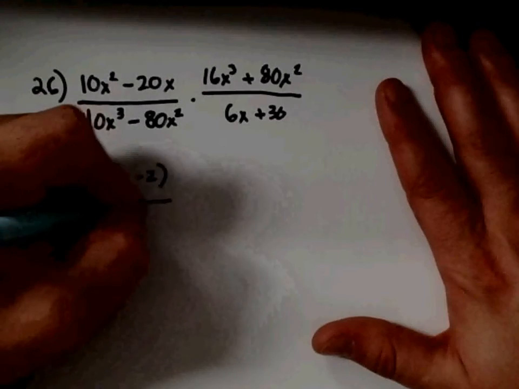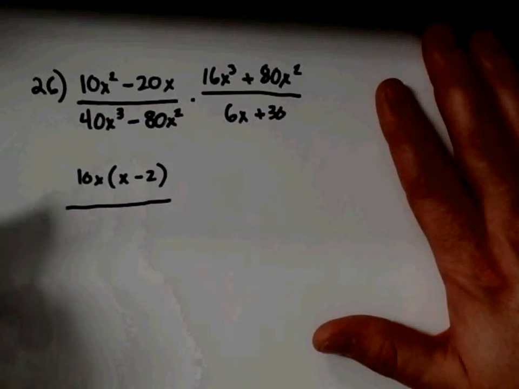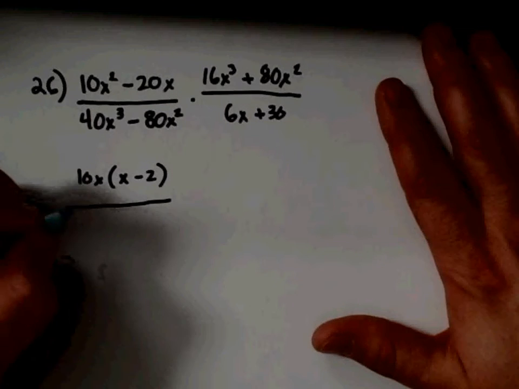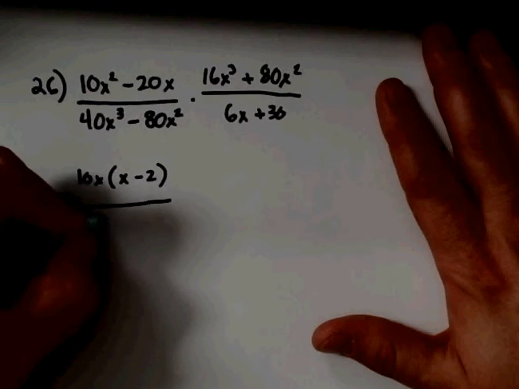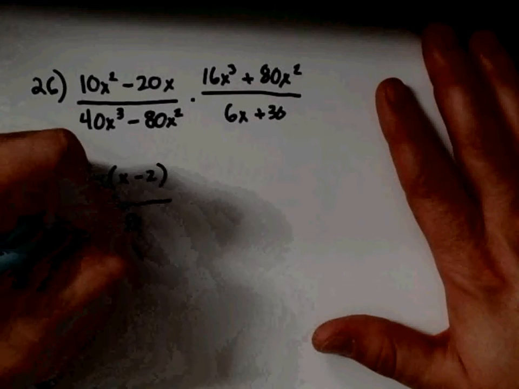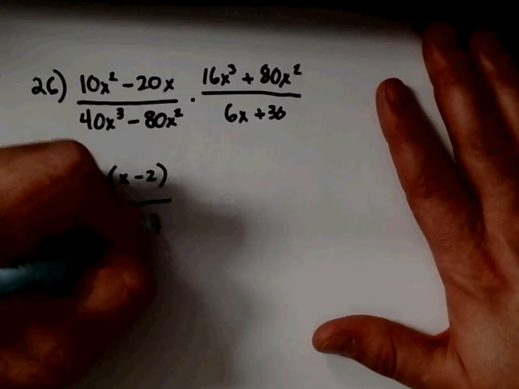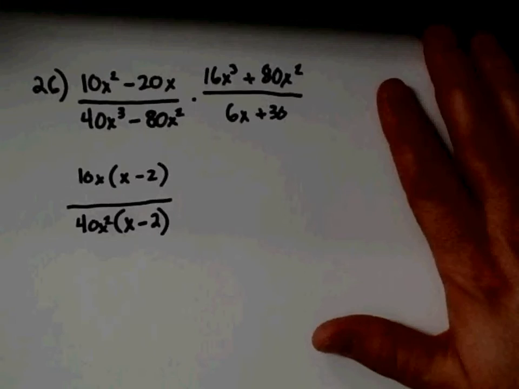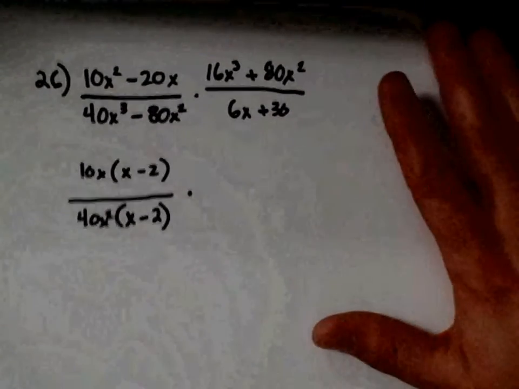All right, and so what's the GCF here in the bottom? 40x squared. Very good, 40x squared. What am I left with when I do that? x minus 2. We like that, don't we? All right, what about the GCF in this numerator here?